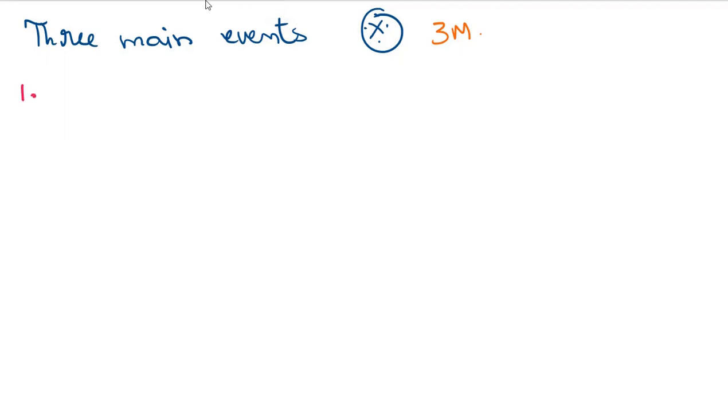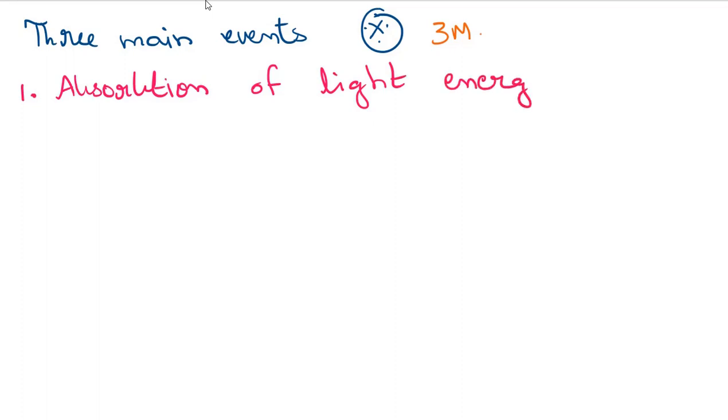The first event that occurs in the process of photosynthesis is absorption of light energy. It's so obvious. The light energy has to be taken in by the plant so that further processes are possible. So the first event is absorption of light energy. The second event has two important points.